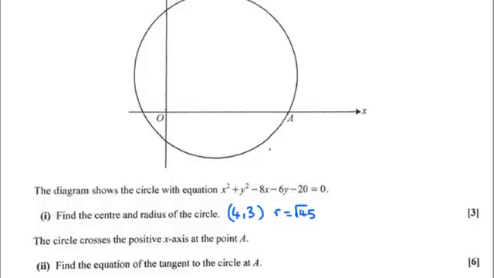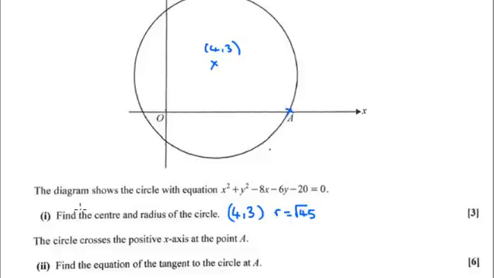So part 2 then says the circle crosses the positive x-axis at point A. So we've got now that the radius is like here somewhere at (4, 3). And it says that the circle crosses the positive x-axis at point A. So we want to know what this value is.